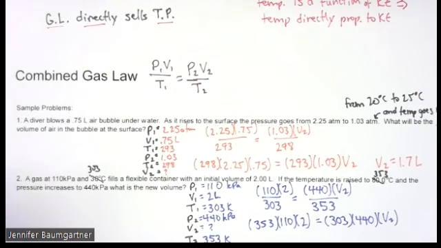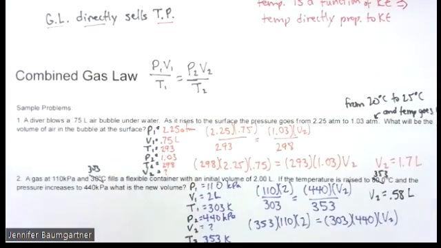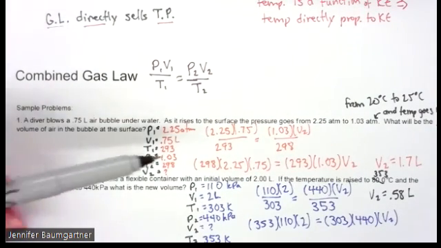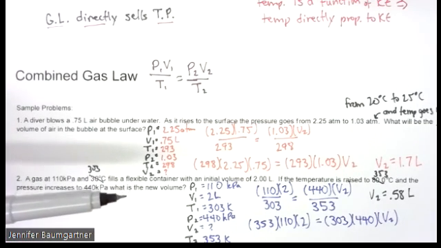So we've got 353 times 110 times 2. I'm going to divide that by 303 times 440. And I get 0.58 or 0.6 V2. Let me punch that in again. 353 times 110 times 2 divided by 303 times 440. And I get 0.58, so V2 equals 0.58 liters. So even though my temperature went up, I had a pretty big pressure increase. And we know pressure and volume are inversely proportional. So the pressure kind of outweighed the temperature, and I end up with a smaller volume.